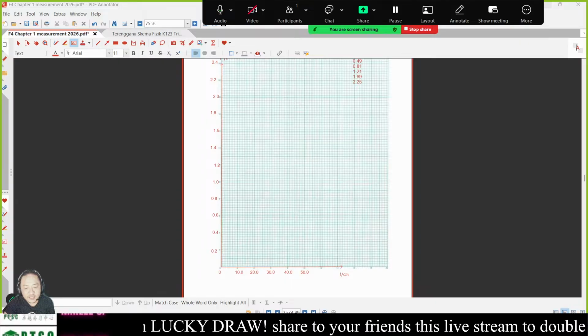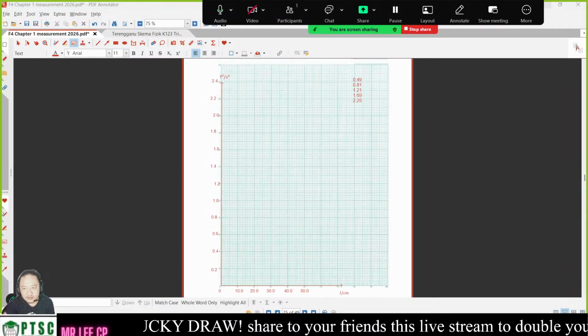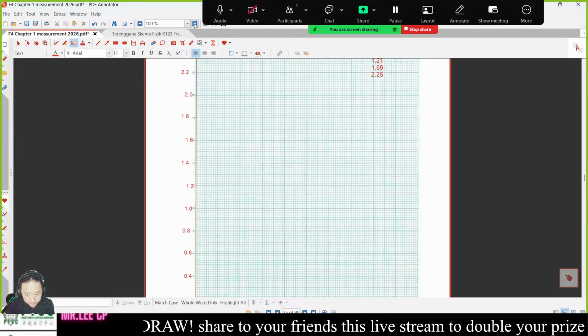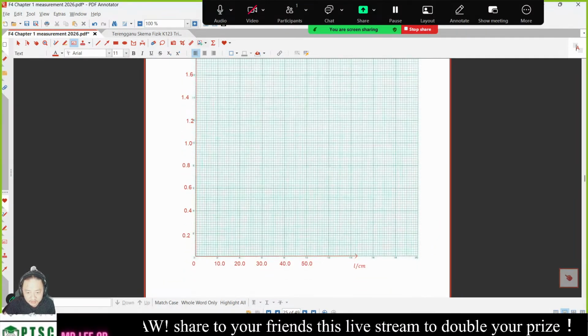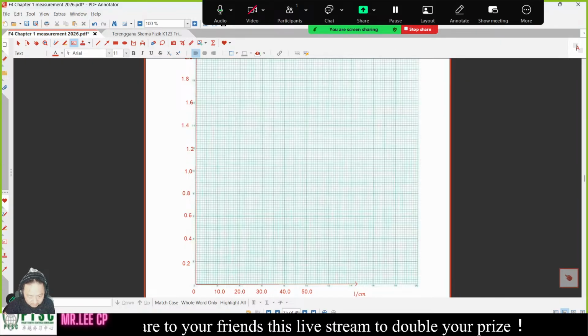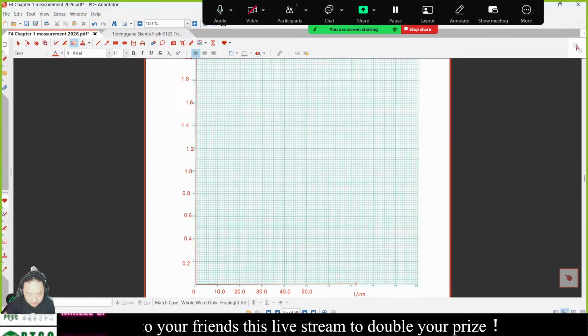Okay. The next thing you need to do is plot in the graph. Now I'm going to plot in 0.49. Right? Here, when 10, 0.4, 0.5, somewhere here. Teacher, where?